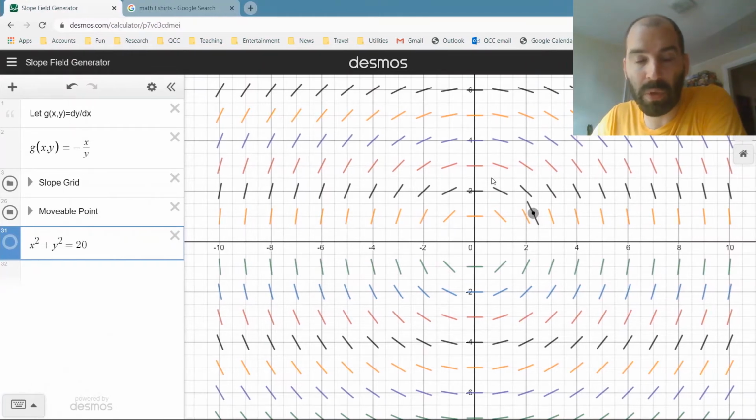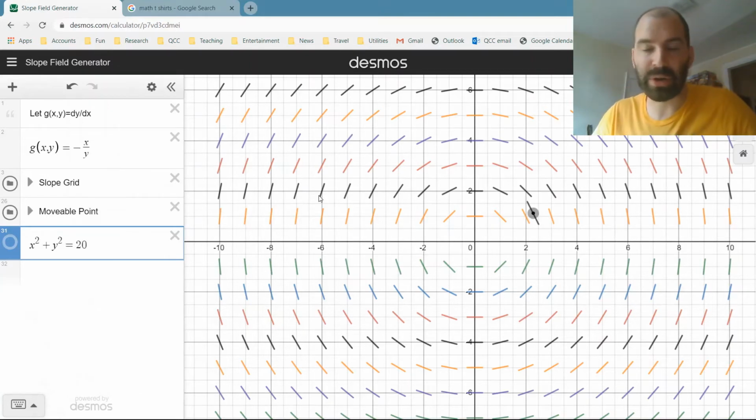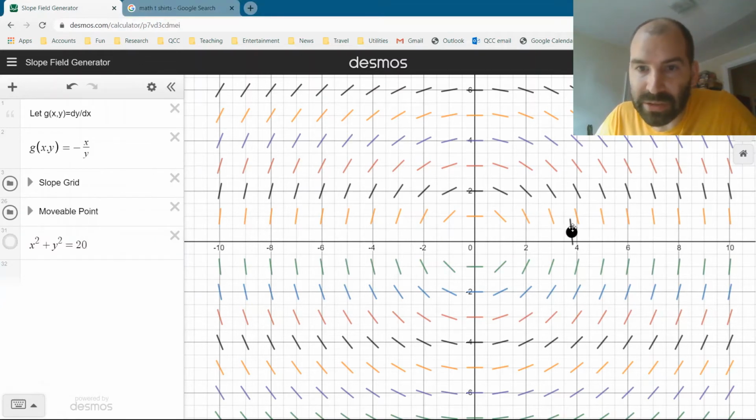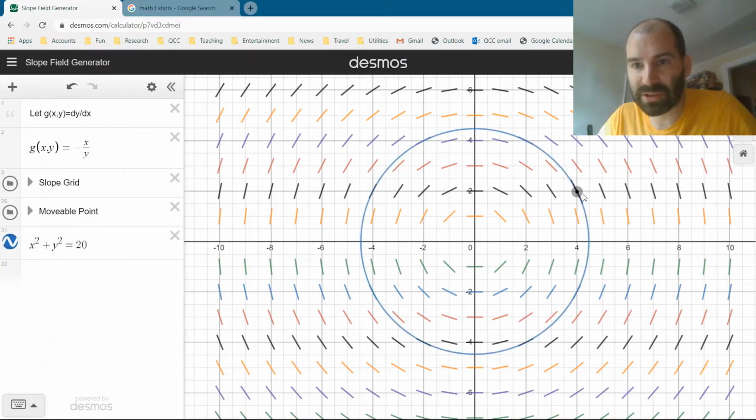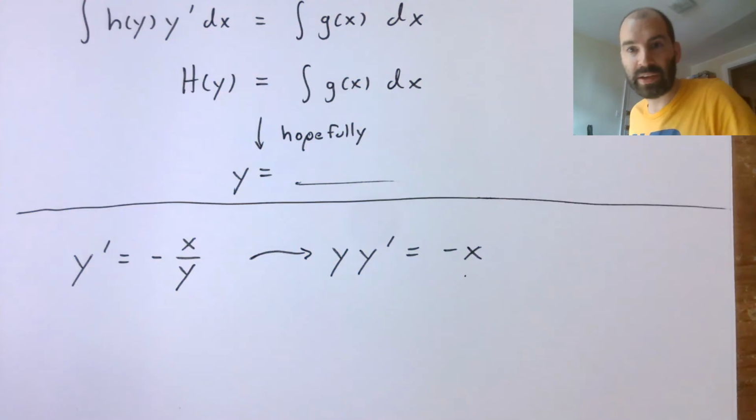If I wanted to look for, say, the solution that went through the point 4, 2, then I'm looking for the solution that goes through that point right there. Well, what is that going to look like? If you just follow those slopes that we have indicated here, you see that it traces out a circle. So we should get, as an answer to this differential equation, an expression for this circle. So that's what we were expecting to see.